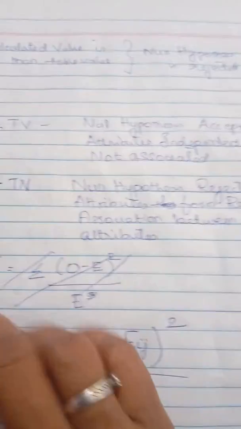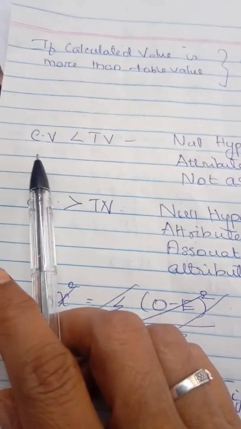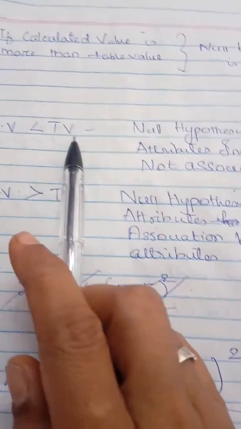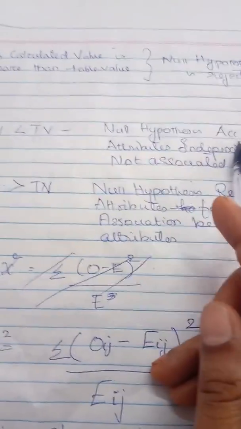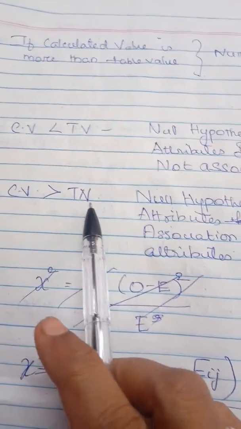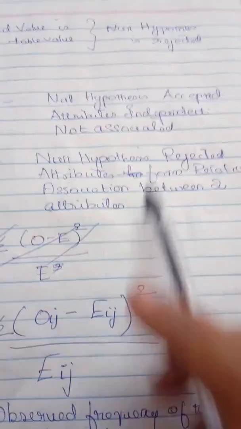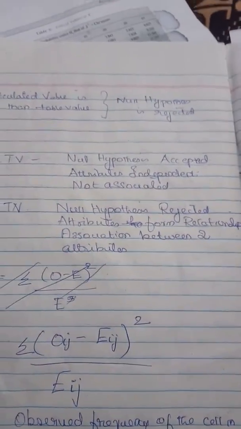Then we also saw the results, how to calculate the result when comparing the calculated value and the table value. When the calculated value is less than the table value, then the null hypothesis is accepted. When the calculated value is greater than the table value, then the null hypothesis will be rejected. Okay, these are all the results. These are all the things we saw in yesterday's class.